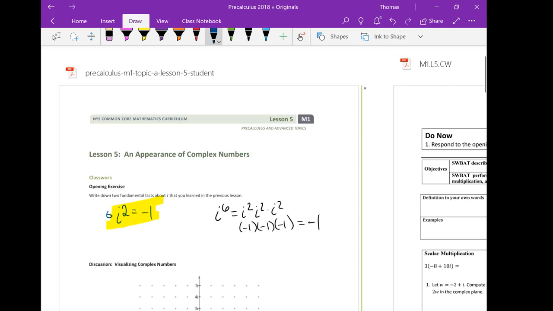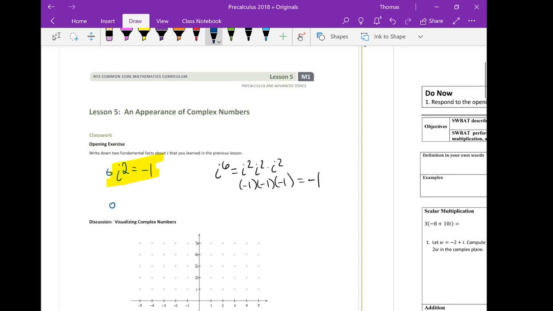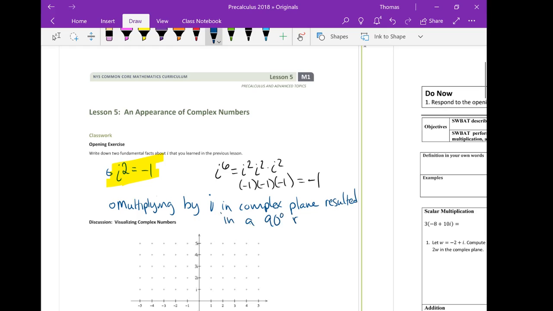The other thing we learned last time was that multiplying by i in the complex plane resulted in a 90-degree rotation. And that allowed us to solve powers of i geometrically.